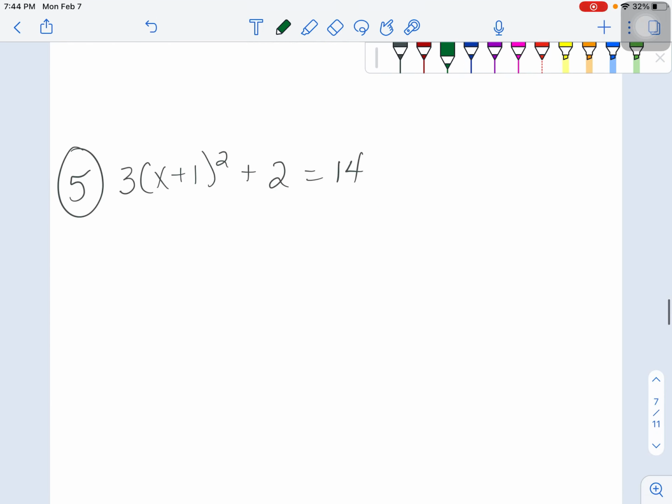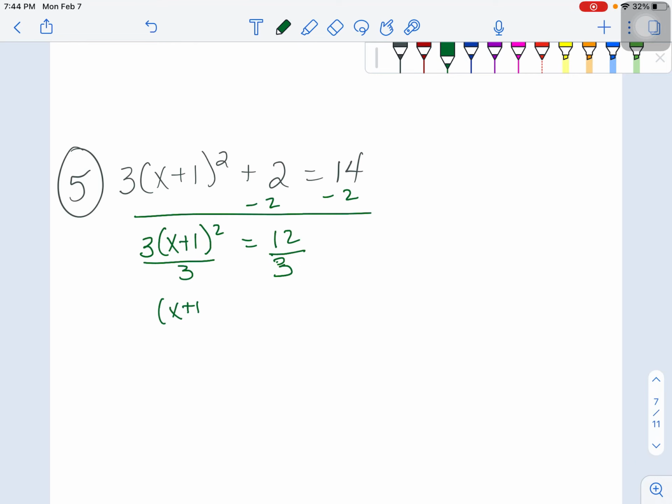This one, very popular one we kept seeing on homework and everything. I'm going to solve all these algebraically. You can, of course, put them in the calculator. But first, we're going to minus the 2. Okay, I get 12. Now I'll divide by 3. Do not divide by 3 first. And I get (x + 1) squared equals 4.